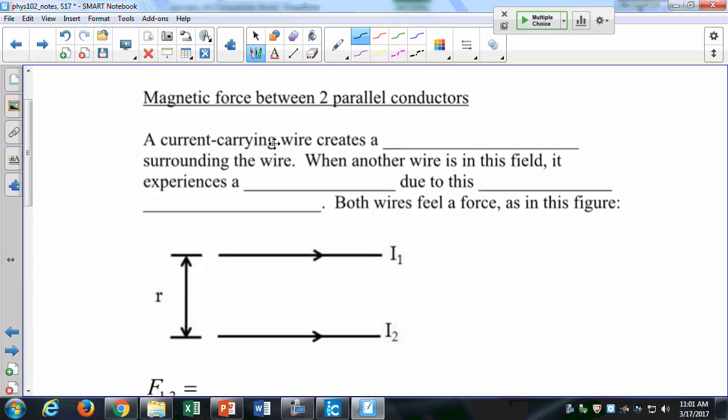So, we can get a magnetic force between two parallel conductors. You can use this to cause two magnetic fields to interact, where you can have forces between two different wires. It's nothing new, but let's step through how this works. A current carrying wire creates a magnetic field. And we also said that when you have another wire that's also carrying a current, it experiences a force due to this magnetic field.